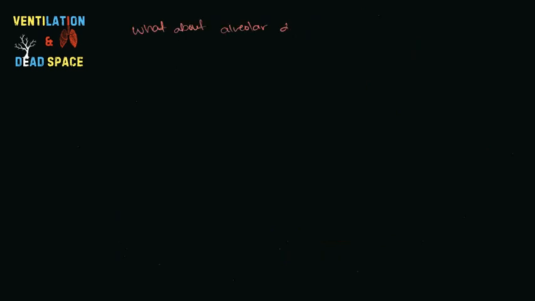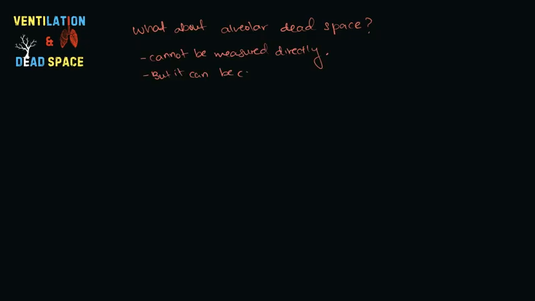So far, we've talked about physiological dead space as well as anatomical dead space and how we measure them. But what about alveolar dead space? Alveolar dead space cannot be measured directly. However, we can derive its value by knowing the other volume of physiological dead space and anatomical dead space, and by mathematical equation, we can get the value of alveolar dead space.